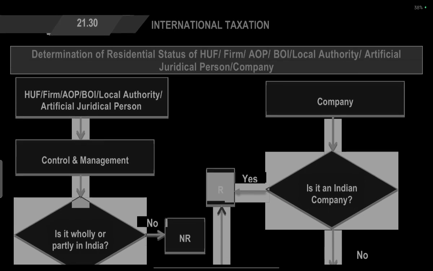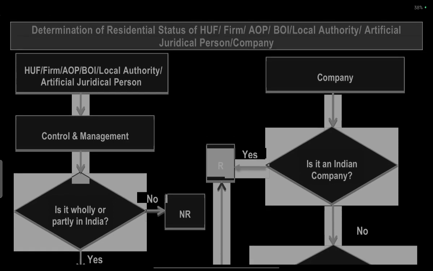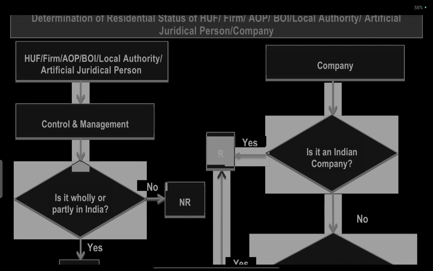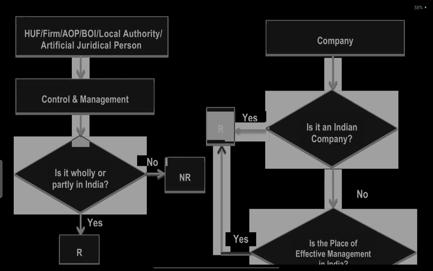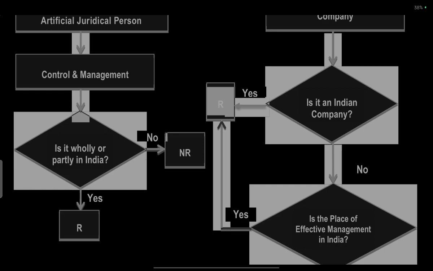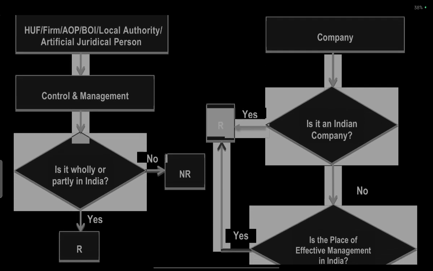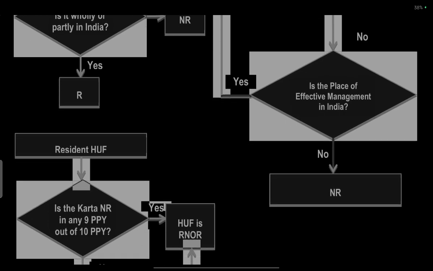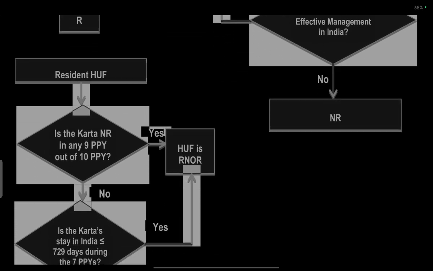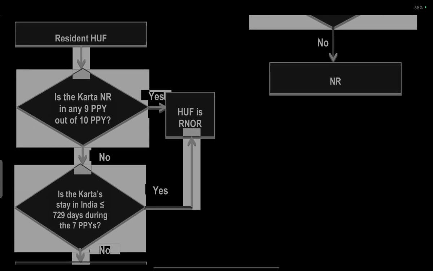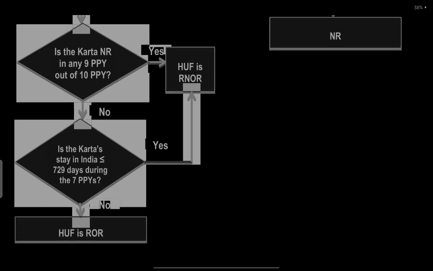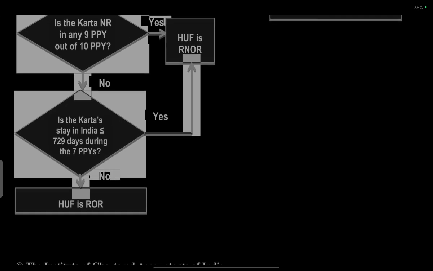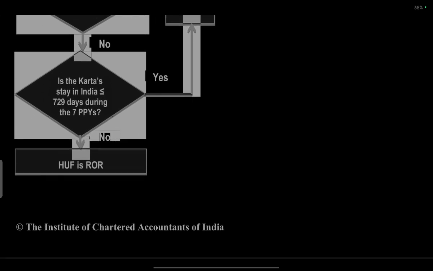Determination of resident status of HUF, firm, AOP, BOI, local authority, artificial juridical person: control and management wholly in India? If no, non-resident; if yes, resident. Company: an Indian company is resident. Even if not, is the place of effective management in India? Yes, resident; no, non-resident. For HUF: is the Karta a resident in 2 of the 10 previous years? If no, the HUF is non-resident. Did the Karta stay less than 729 days in the preceding 7 years? If yes, the HUF is resident but not ordinary resident; if no, the HUF is resident and ordinary resident.